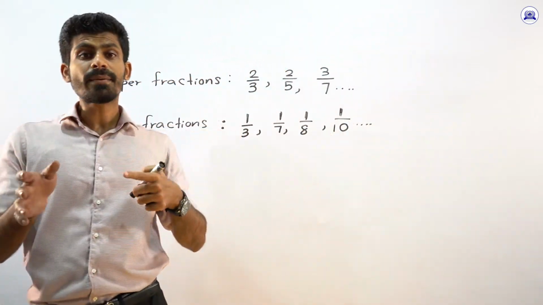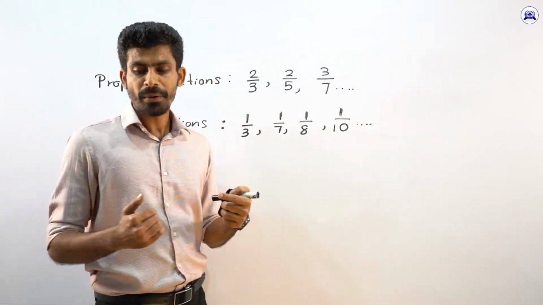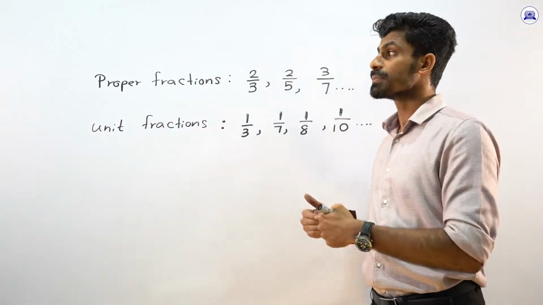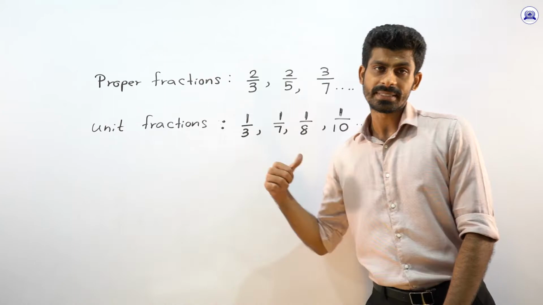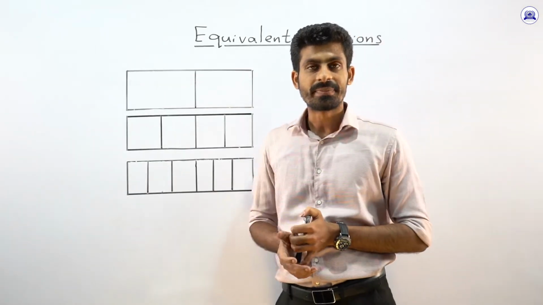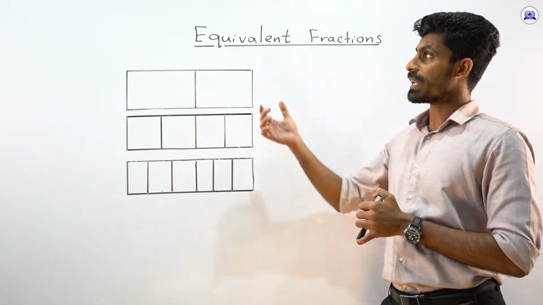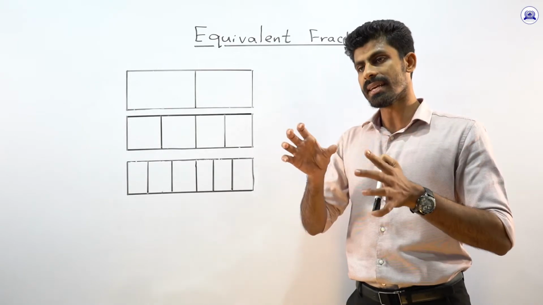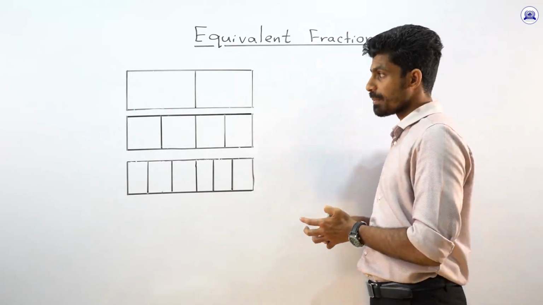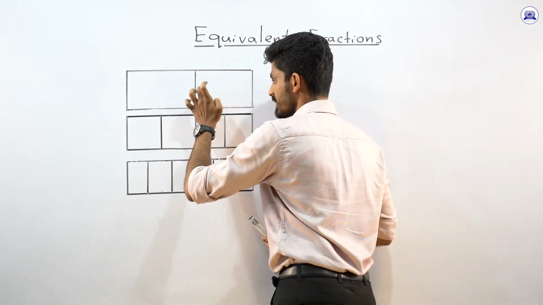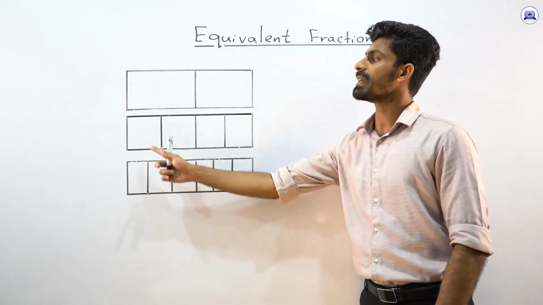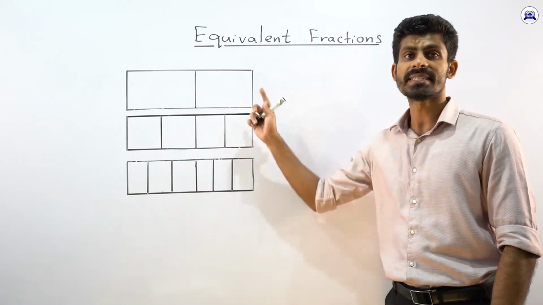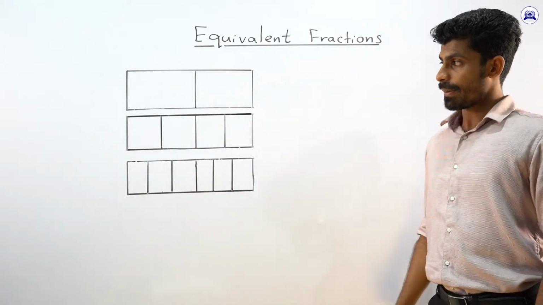Now, another very important fraction type. What is that one? Equivalent fractions. So now we are going to consider that one, so let's move to the next chapter. Equivalent fractions. Equal means same, same fractions, so same in magnitude. Just consider the figure given below.